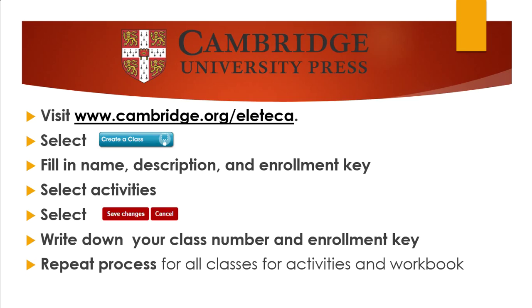And you'll repeat the same process for all classes for activities and the workbook. You'll need to create separate classes for activities and the workbook. For example, if you have a Spanish 1 class and you want to see all of their activity scores, they'll connect to one specific class. And you'll also need to create a separate class for those same students to see their workbook scores if you have purchased the workbook with Mundo Real.